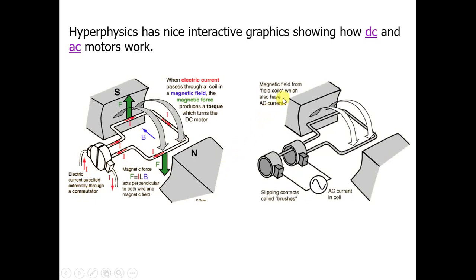Now the magnetic field from the field coil also has an AC current. So at that time, there is the spinning contact, the brush, and AC current in the coil. See here, the AC current in the coil is applied in these directions. At that time it goes in these directions. So this is how AC motors work. These are our DC motors and these are our magnets.